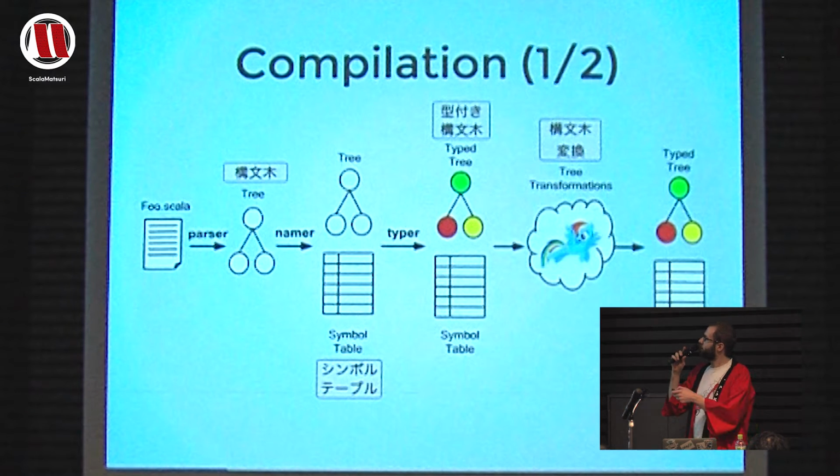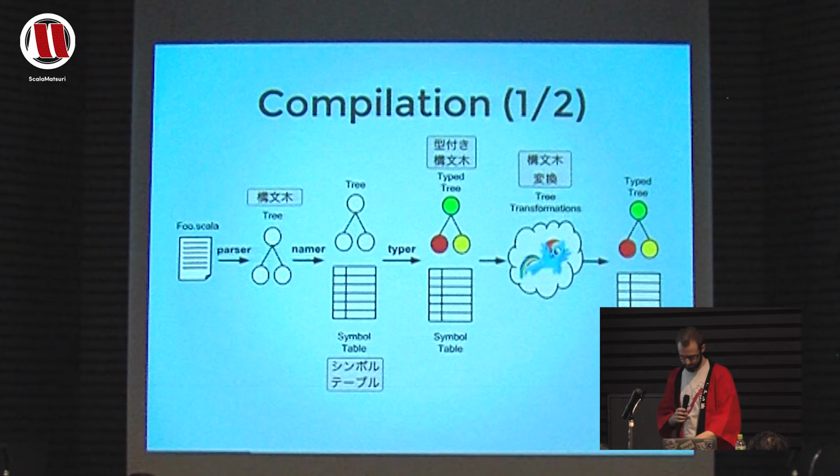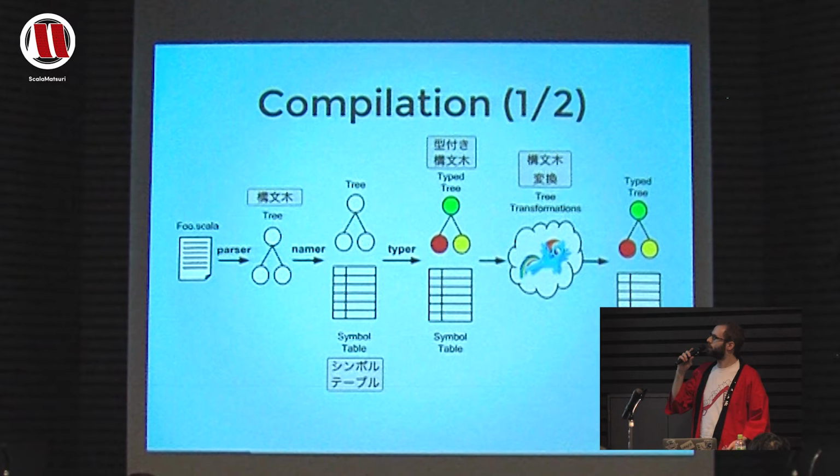So at the end of all of those transformations, you still have the same basic data structures. You've got your typed tree and your symbol table. Now we come to what's known as the back end of the compilation. This is where we get from those data structures to JVM bytecode. You can see there are 2 paths here. I'll go through the top one first.